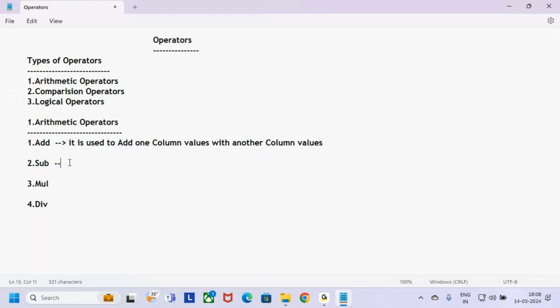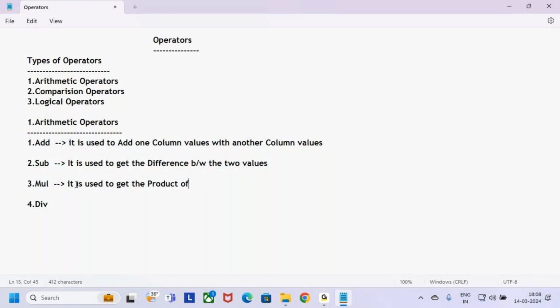Next is subtraction. What's the functionality of subtraction? It is used to get the difference between the two values. And next is multiplication. What's the functionality of multiplication? It is used to get the product of two values, guys.